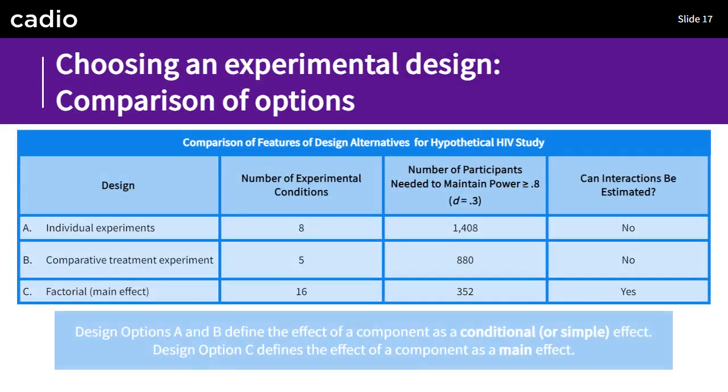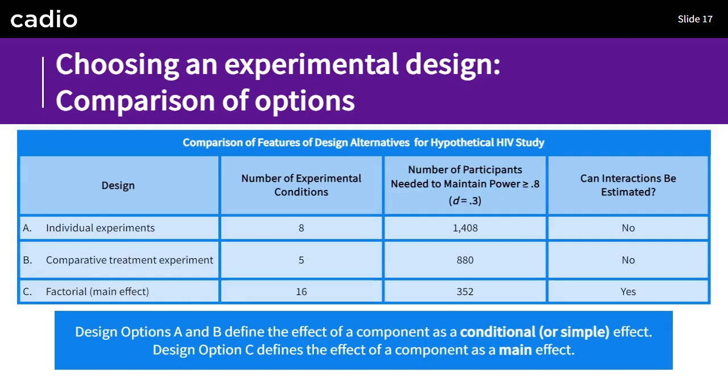We said we were going to discuss why it is that, as compared to the individual experiments and comparative treatment approaches, the factorial experiment requires many fewer participants to maintain the same level of power. Let's consider what happens when we estimate the main effect of peer mentoring.